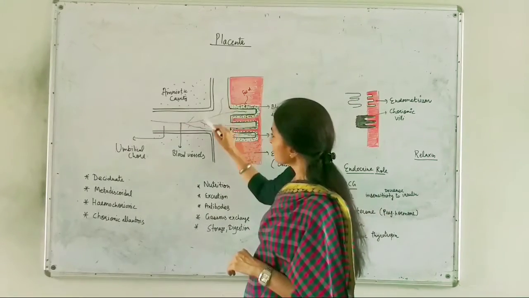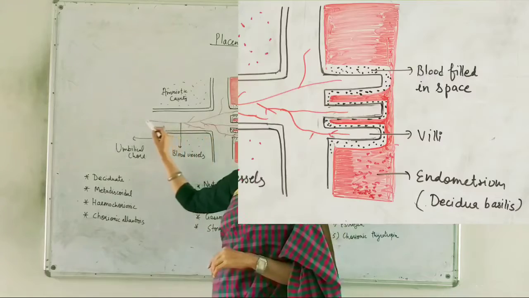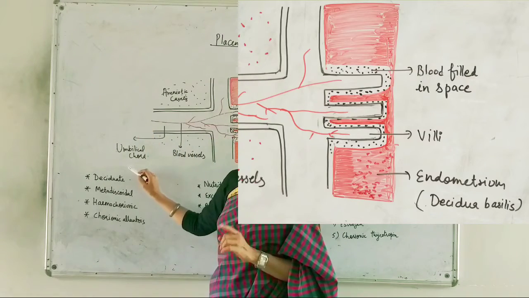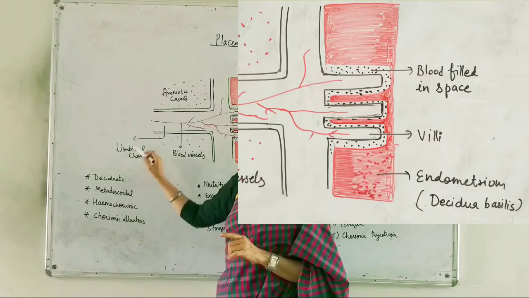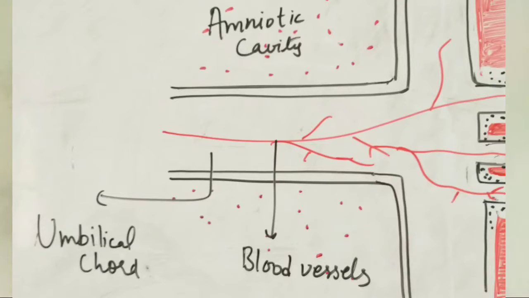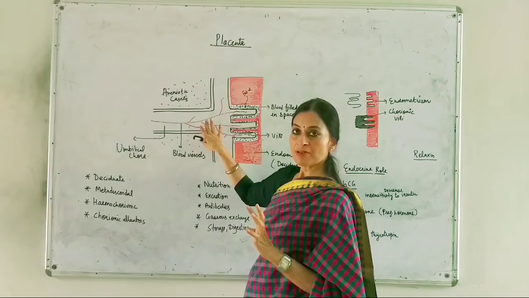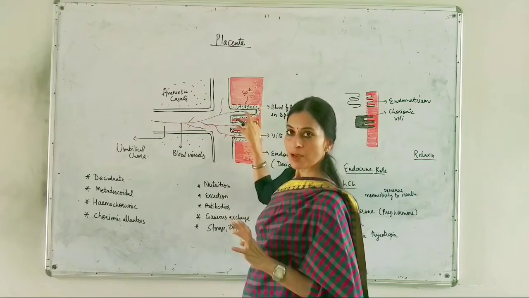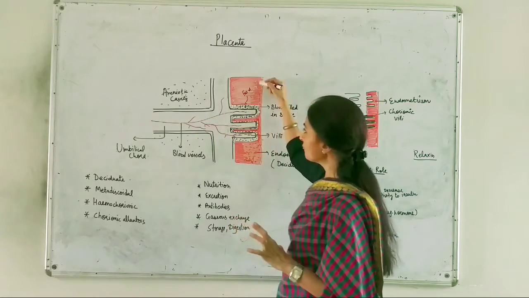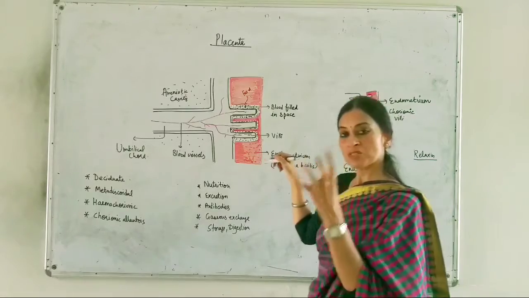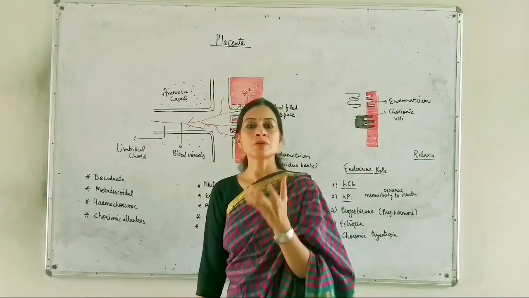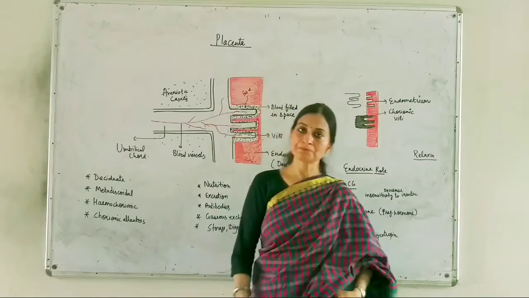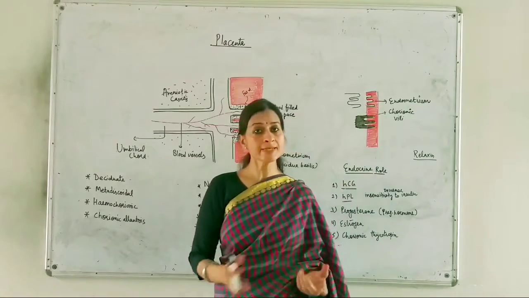And this disc-like structure is then again connected with a stalk. This is known as the umbilical cord. The fetus has a stalk-like structure, and that stalk-like structure has a network of blood vessels. This network of blood vessels, in the form of that stalk, is attached to the uterine wall with the help of this disc-like structure that we call placenta. I hope the structure of placenta is clear to you.